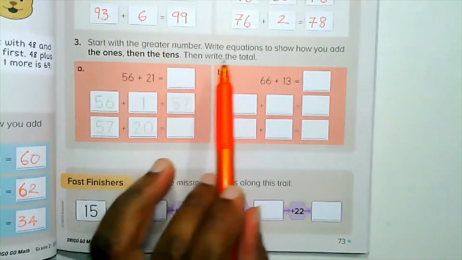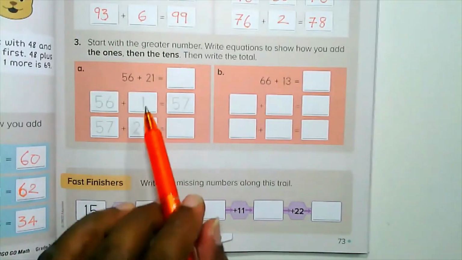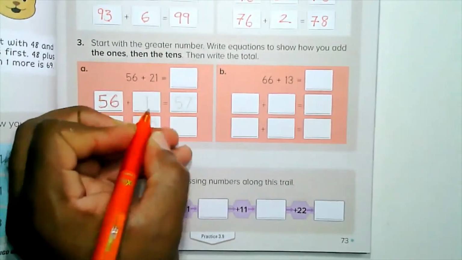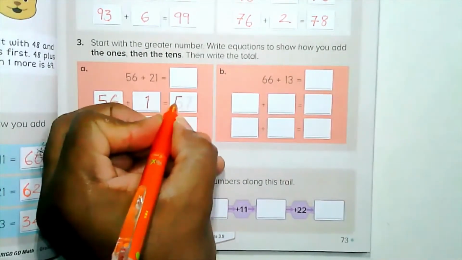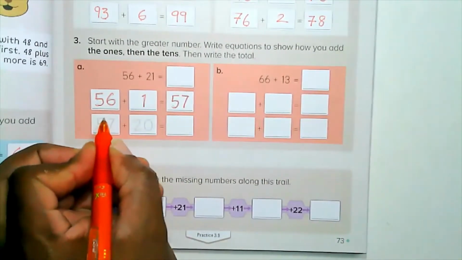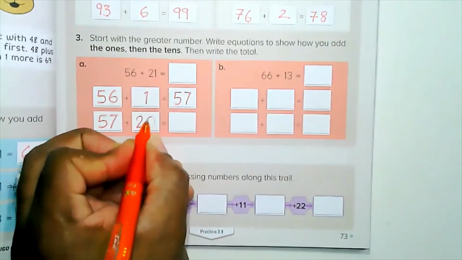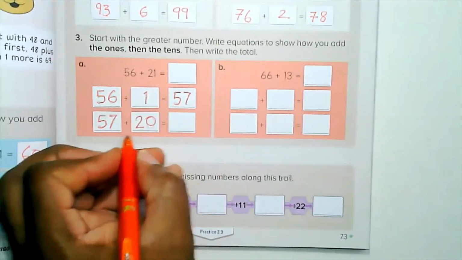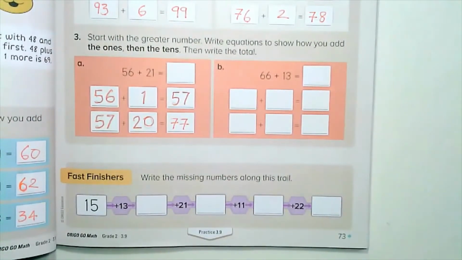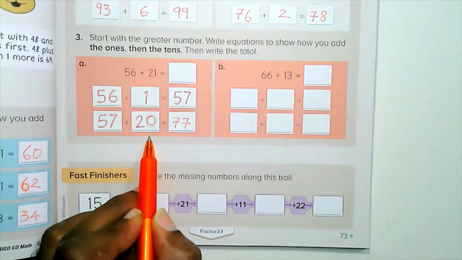Start with the greater number. Write equations to show how you add the ones and tens. Then write the total, just like the one that is being done for you. 56 plus 1, which is 57. So 57 plus 20, which will be 77. So 57, 67, 77.